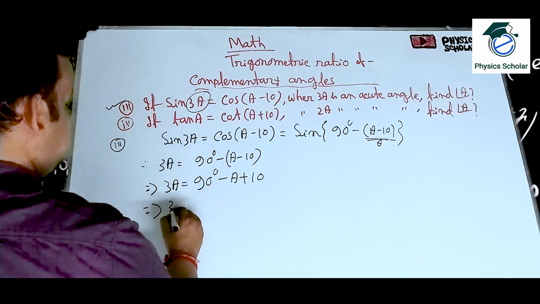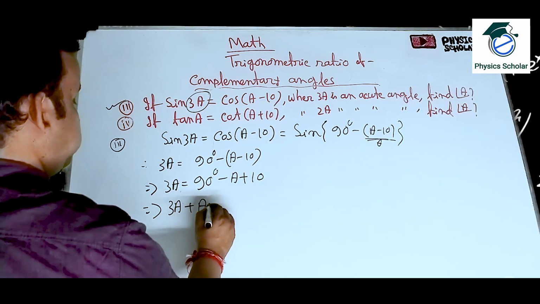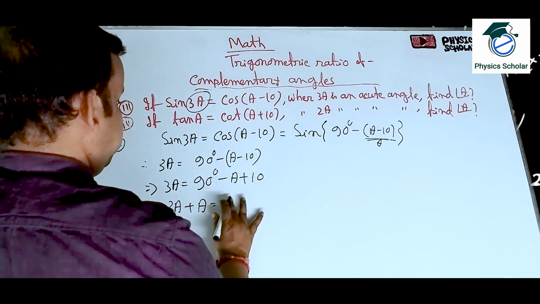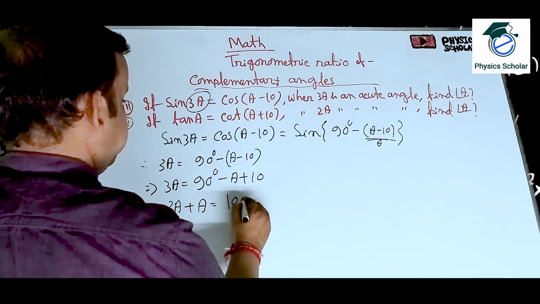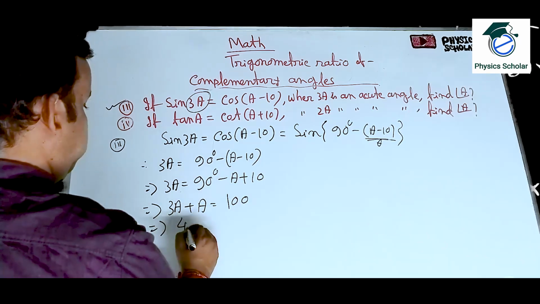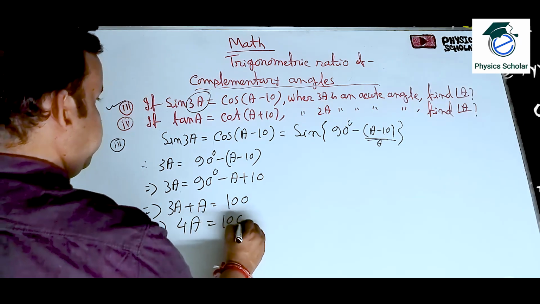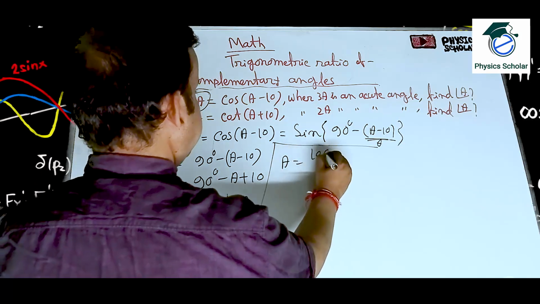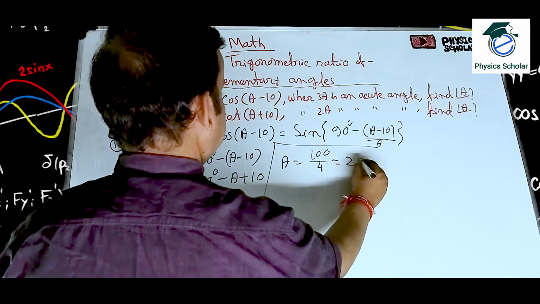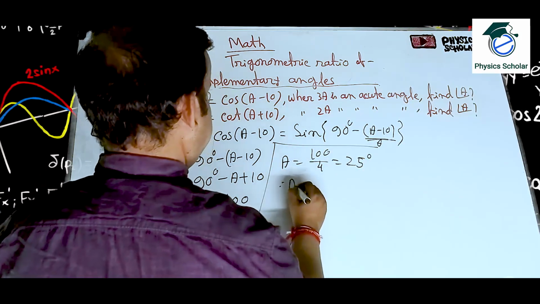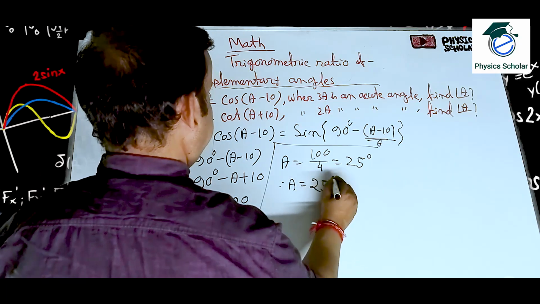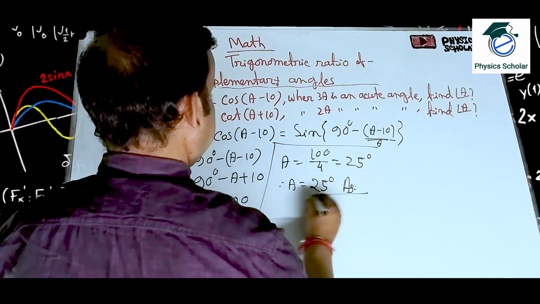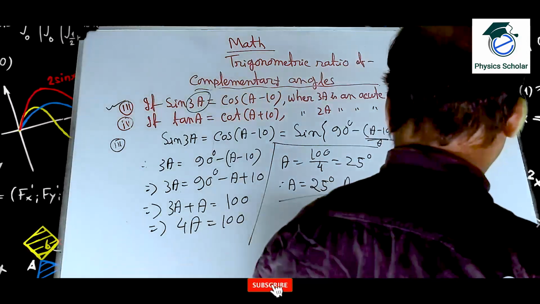Okay. So 3a plus a, now very simple sum, is equal to 90 plus 10 means 100. So that means 4a is equal to 100. That means a is equal to 100 divided by 4, so 25 degree. That means a is equal to 25 degree. So this will be your answer. Clear? So this will be your answer.